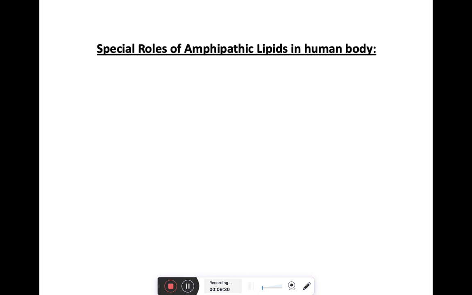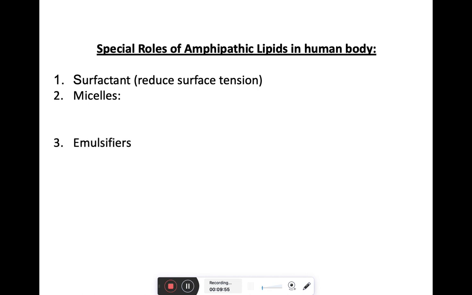Let us quickly revise the special roles played by amphipathic lipids in the human body. We discussed the special role played by the amphipathic lipids in lecture 4 also, and in this lecture. One, they act as surfactant, reducing surface tension, as we discussed in the previous chapter. Secondly, they form micelles, which help in lipid transport. Third, they act as emulsifying agents. Fourth, they form membranes, and fifth, they form liposomes.